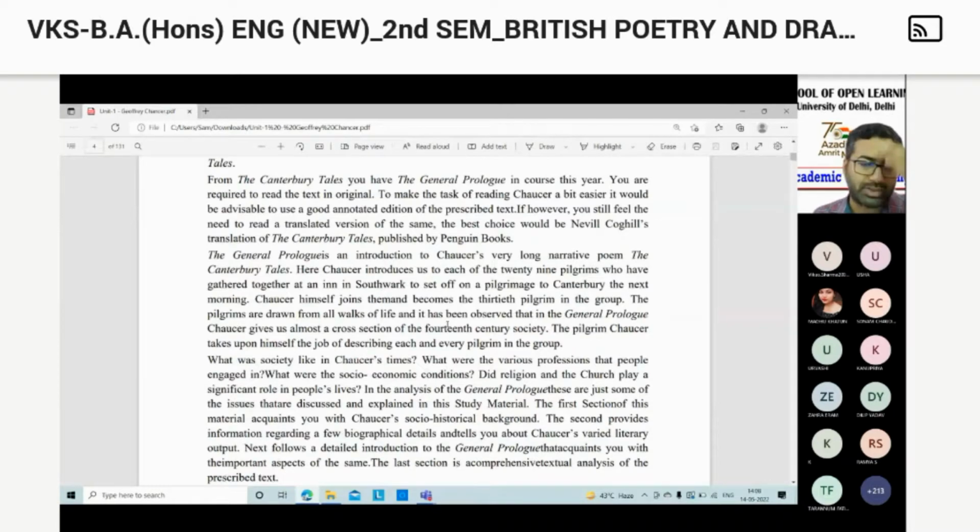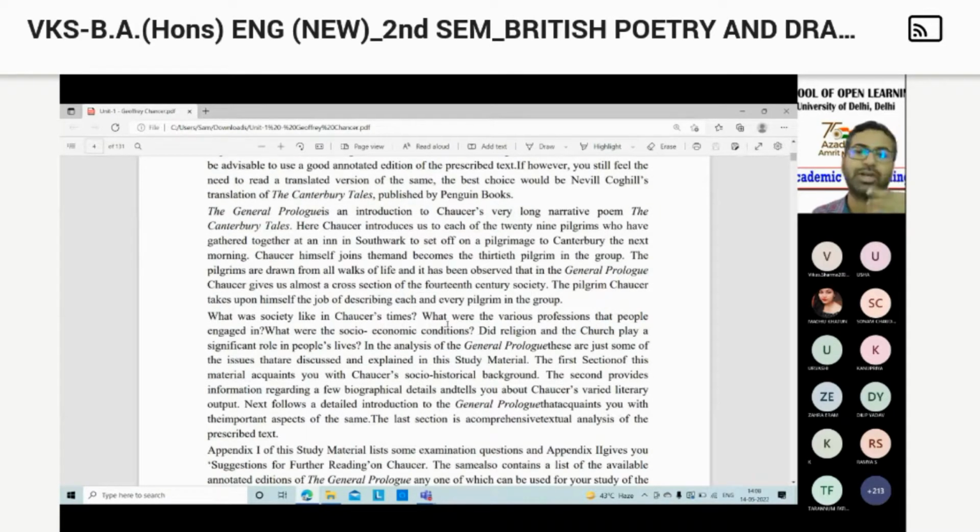So what is a general prologue? A general prologue is an introduction to Chaucer's very long narrative poem, The Canterbury Tales. So the Canterbury Tales has an introduction present in the general prologue. Try to understand that a prologue is a kind of introduction before we begin any work. Here, Chaucer introduces us to each of the 29 pilgrims who have gathered together at an inn in Southwark to set off on a pilgrimage to Canterbury the next morning.